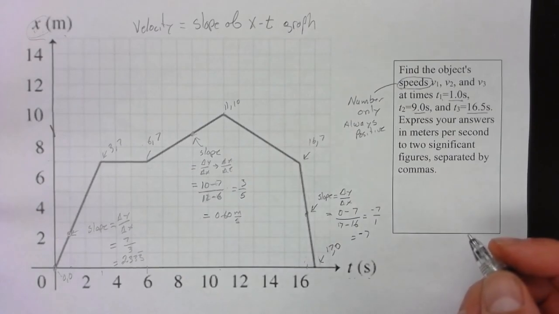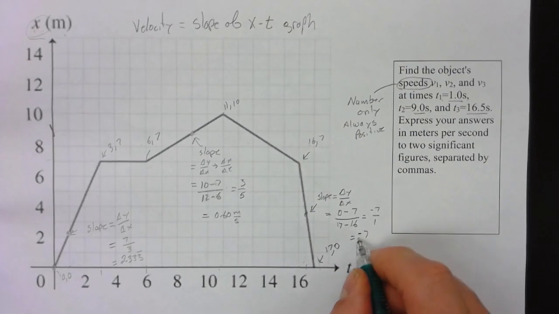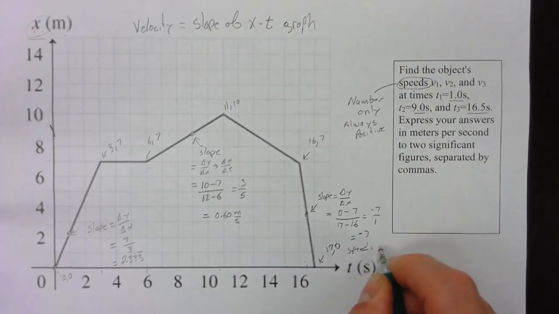Is that right? Did I do that right? I feel like I didn't do that right. No, that's pretty steep. But the negative doesn't matter, so the speed is 7 meters per second.